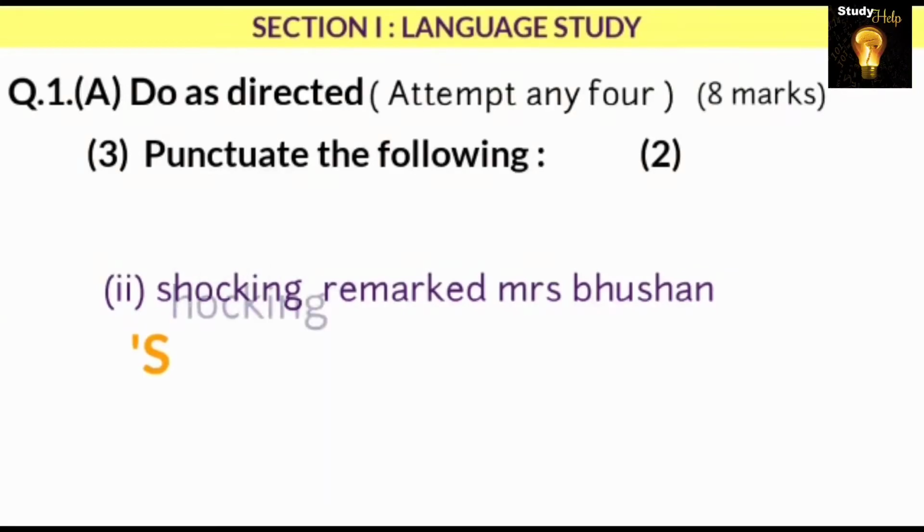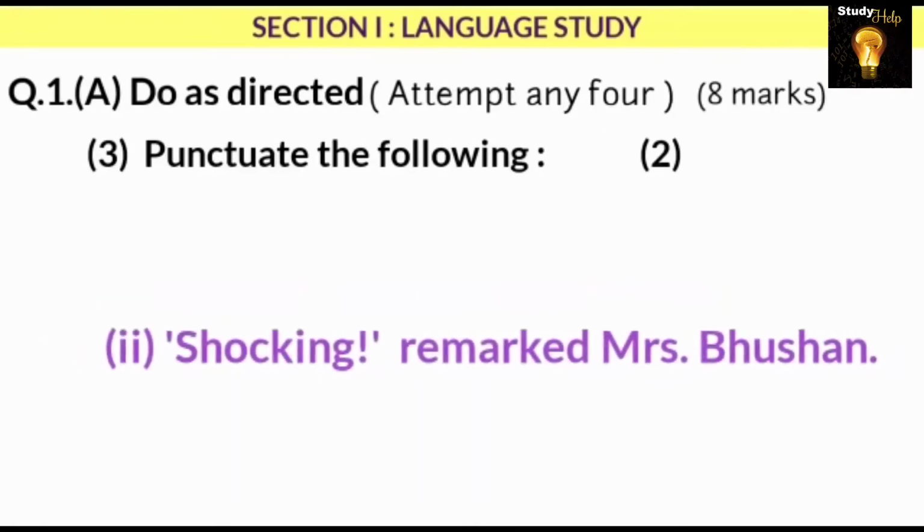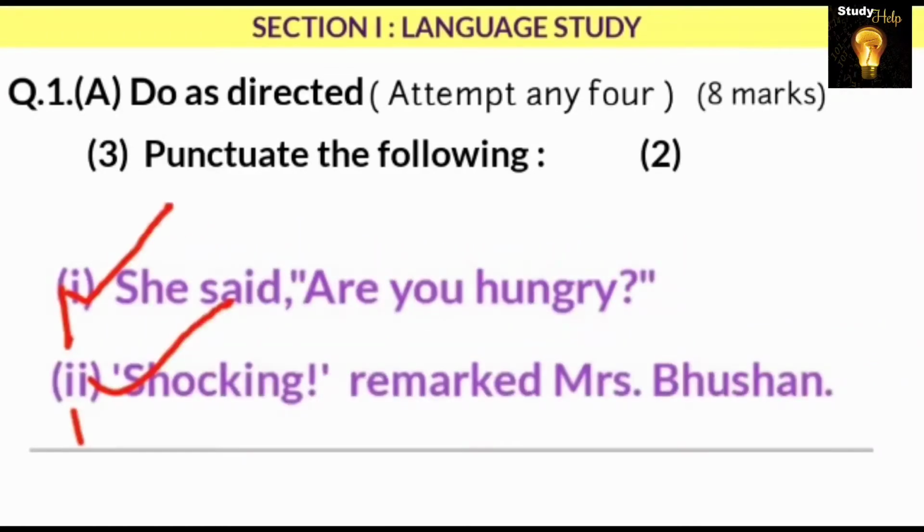The second sentence again, shocking, is the exclamation. Surprisingly, she shocked and she said, "Shocking." Therefore, we have to put in the quotation marks with a capital beginning letter, then exclamation mark. Remarked Mrs. Bhushan. Mrs. Bhushan is the proper noun, therefore M and B we have to put capital, and then period, that's full stop. Shocking, remarked Mrs. Bhushan. In this way, these 2 sentences we have written correctly, then you can get the full credit. She said, "Are you hungry?" and shocking, remarked Mrs. Bhushan. These 2 sentences.